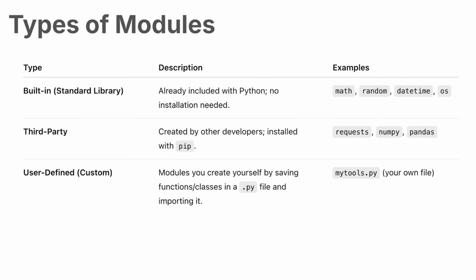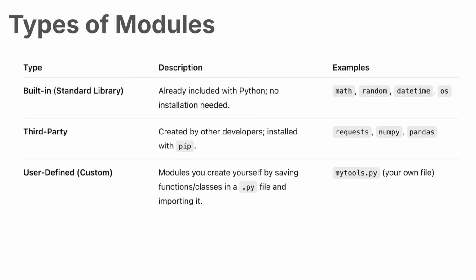Next, there are third-party modules. Think of these as special add-ons you can download from a store. They're created by other developers and you install them with pip. Popular ones include requests for web requests, NumPy for number crunching, and pandas for working with data.